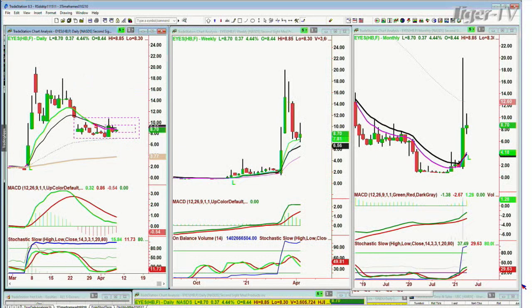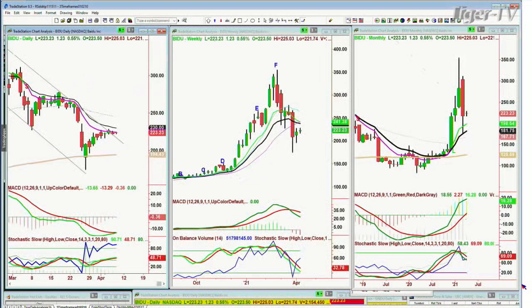Next question I had was Baidu. I don't know why we're looking at Baidu, because it's just stuck. Stuck is stuck. Remember, a rectangle formation can last a lot longer than your patience.